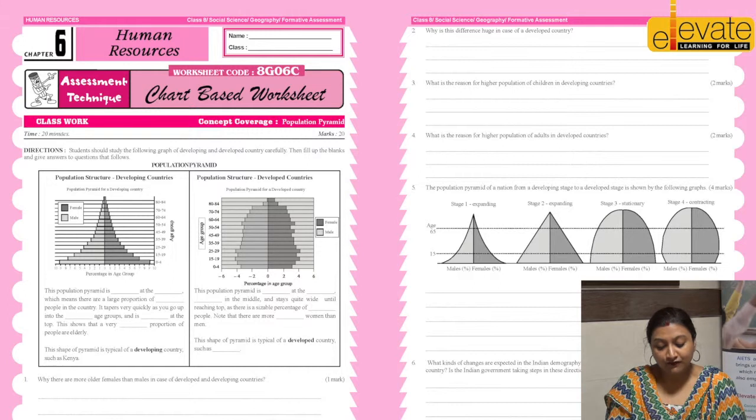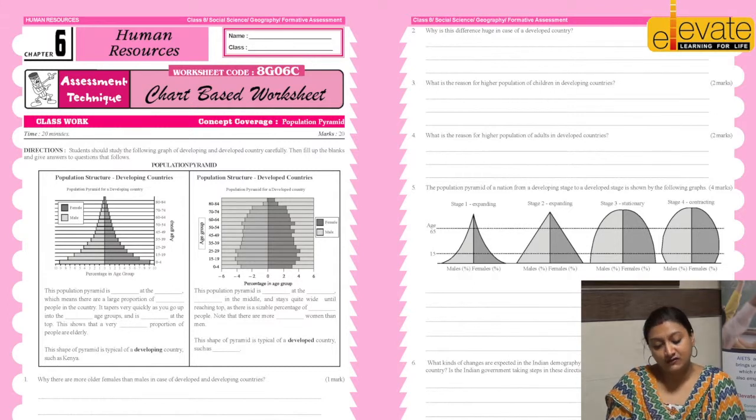Furthermore, the worksheet follows with a few questions, and they are: why are there more older females and males in the case of developed and developing countries? Why is this difference huge in the case of a developed country? What is the reason for the higher population of children in developing countries? And what is the reason for the higher population of adults in developed countries?